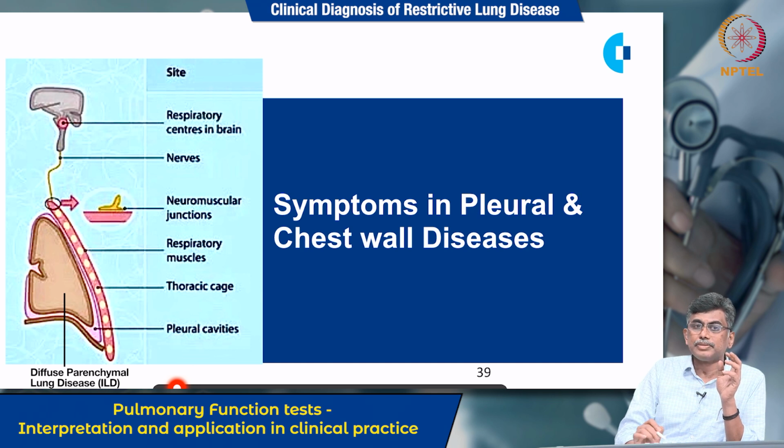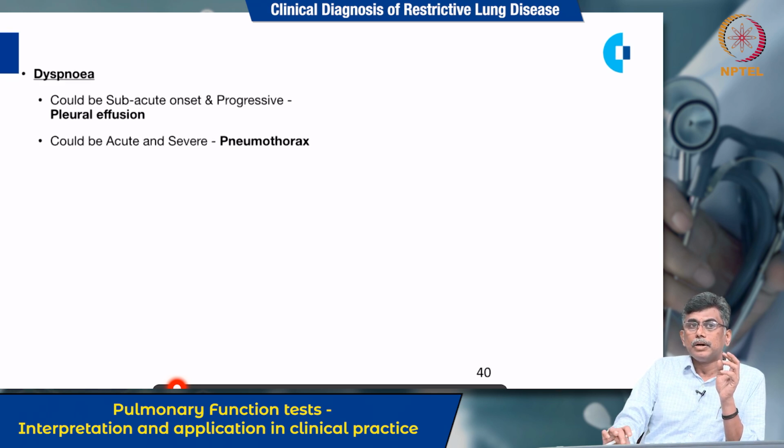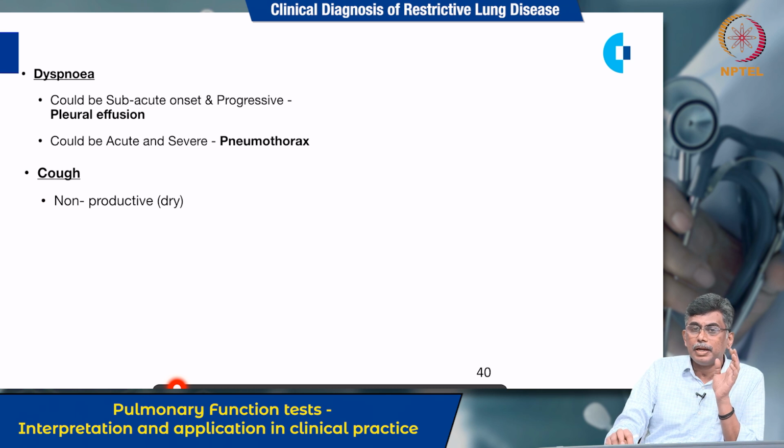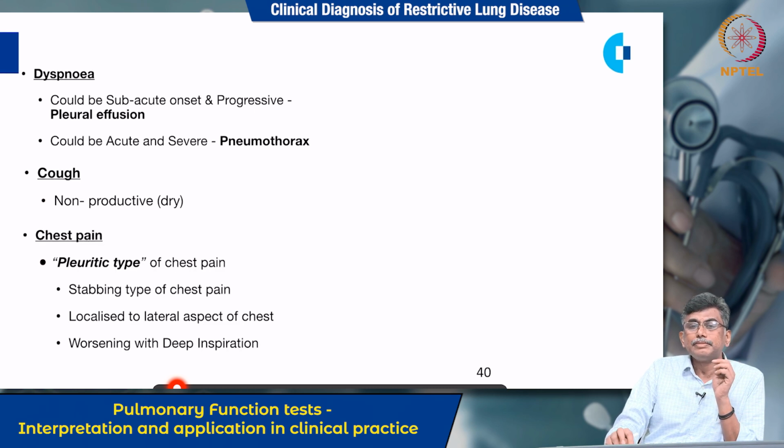Now what histories you can ask for a pleural and a chest wall disease. Now here the dyspnea will be subacute onset and gradually progressive. That usually occurs with pleural effusion, but with regards to pneumothorax, it will be acute and very severe and sudden. They suddenly become breathless. That is the classical symptom with dyspnea in pleural diseases. Now they can have cough, but it is usually non-productive or a dry cough. The classical symptom with pleural disease is they can have a pleuritic type of chest pain.